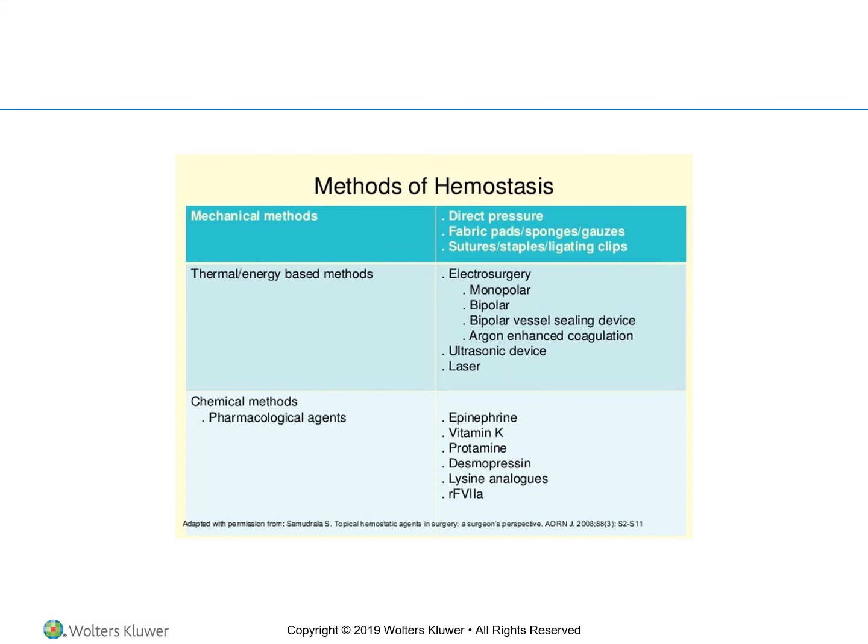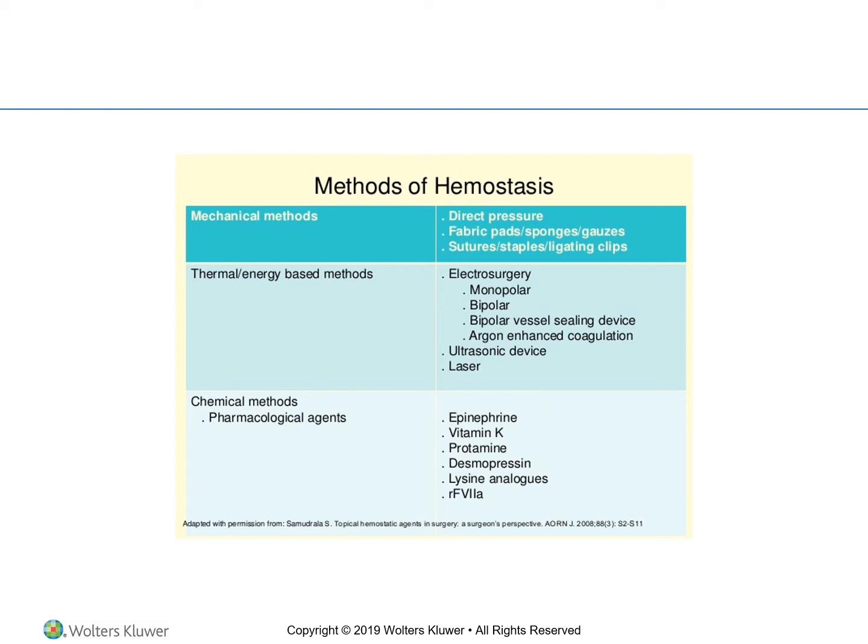Another method that we can use uses a different type of energy, and that will be the thermal energy. And we have the electrosurgery, where we are using electric currents that can be monopolar, bipolar, to seal the bleeding vessels. We can use an argon type of coagulation. We can use ultrasonic waves to seal the blood vessels, or we can use laser energy to do the same thing. They're all producing coagulation of the proteins and sealing of the blood vessels by doing that.